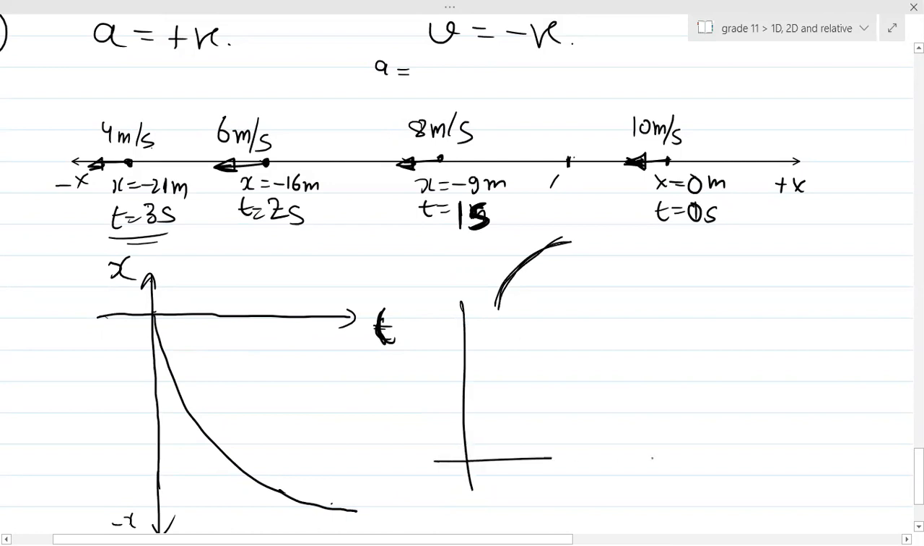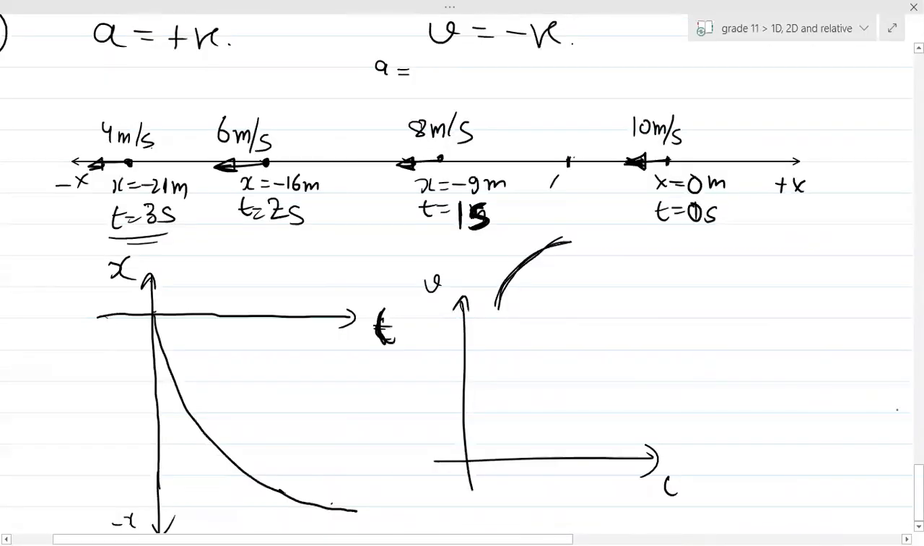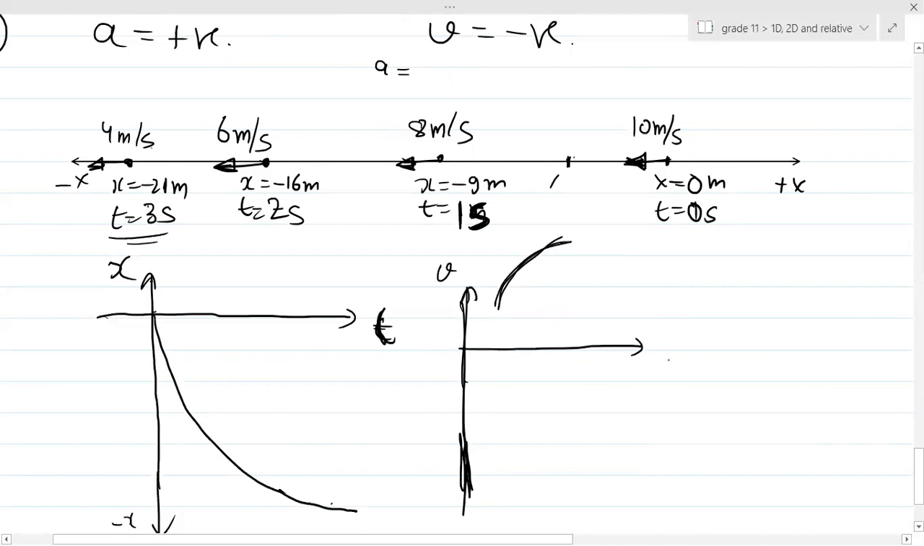What about the vt graph? See, the velocities were negative every time, but the acceleration was positive. So velocity negative, acceleration positive. The graph will be something like this. Analyze on your own. It will start from -10, -8, -6, -4, -2, and 0. So basically, the graph will go like this.